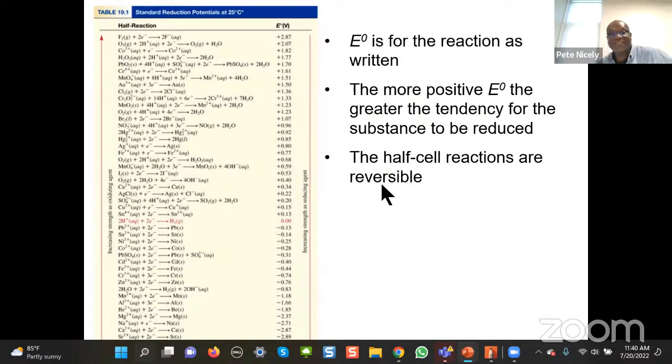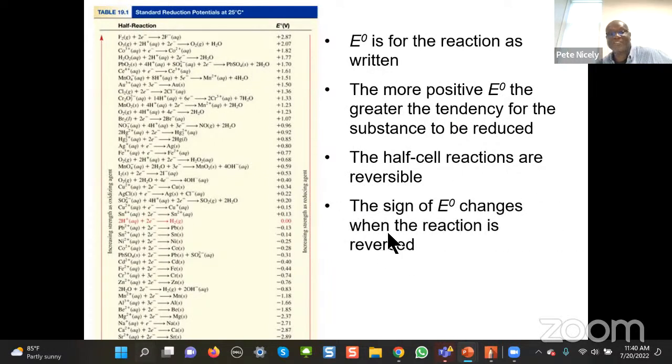The next thing I want to say is that half-cell reactions are reversible, right? However, if it reverses, then the sign of the standard reduction potential changes, right? So for example, if you take this first one here, where fluorine plus 2 electrons gives you 2 fluoride ions, the value for the reduction potential for that is 2.87. Then the reverse reaction would have a negative 2.87 value, all right?